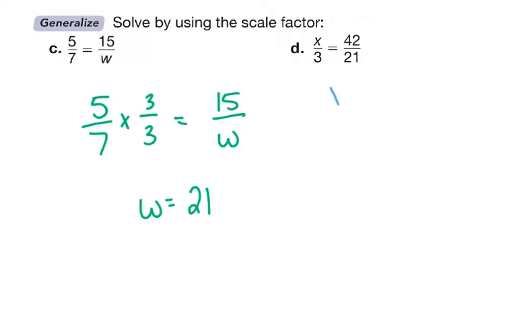All right, then we have x over 3 equals 42 over 21. Oops, I wanted to give myself a little bit more room. Equals 42 over 21. Let's see, 3 times 7 is 21. Now I want to know what number times 7 is 42. I know that 6 times 7 is 42, so x equals 6.